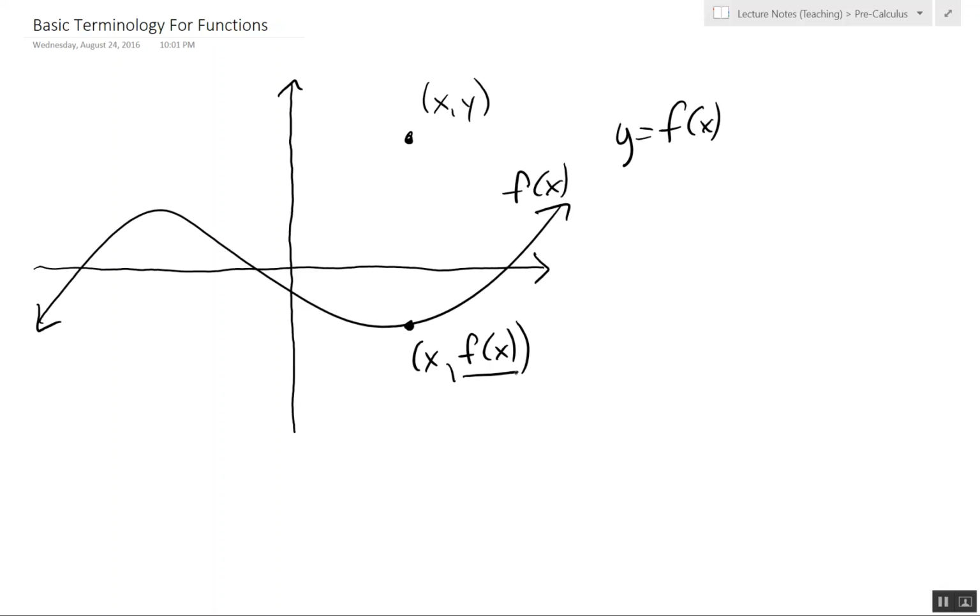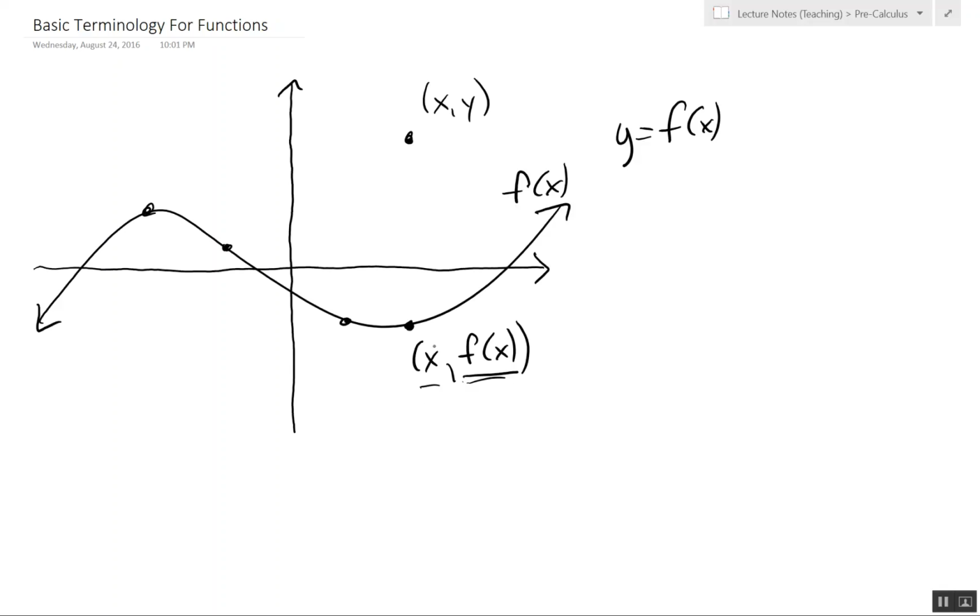So every point on this graph, this point, that point, that point, all of them are of this form x, f of x. So there are certain points that are more important than each other, so that's what we're going to talk about. But two quick definitions here first.